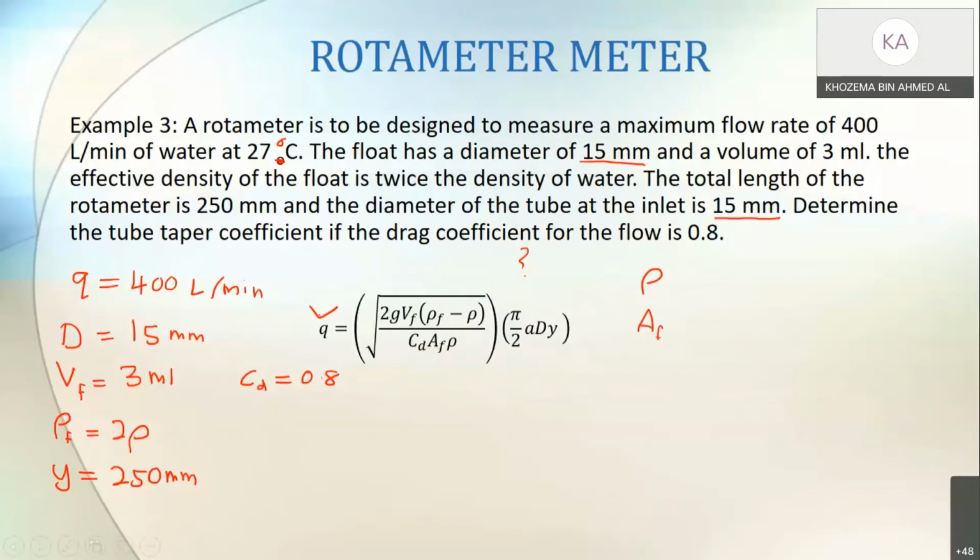So is there any way for us to find the value of rho? No, nothing is given. But we have a temperature, so maybe we can use our steam table or our appendix to find the density of water at 27 degrees Celsius. That's a possibility. So we just hold on for a while. The easier way for us to find is the value of AF. AF is the area of the float. We know that the formula of the cross-sectional area is pi over 4 d squared.